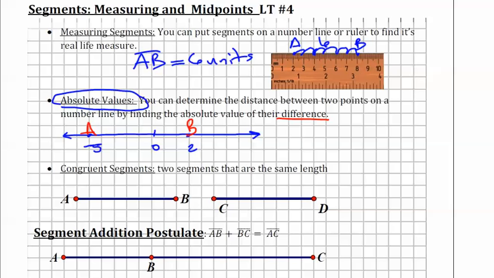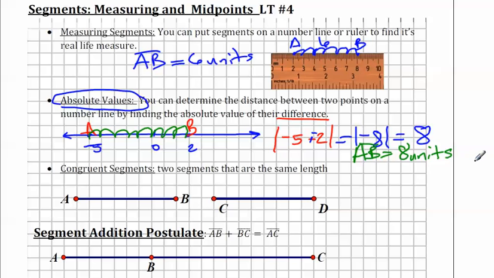Difference means subtraction. Remember, absolute value looks like this, and we'd have -5 minus 2. Now, if we do our little math, remember you have to fix this one to plus a negative. So -5 plus -2 is -8. But absolute value means we're going to drop that negative, which is going to leave us with just +8. Now, let's check our math and make sure that's true. 1, 2, 3, 4, 5, 6, 7, 8. AB equals 8 units. So you can do it by counting, or if it's a number line, you can use the absolute value. Remember, if it's negative on the inside of the absolute value, after you do the math, it will become positive on the outside.